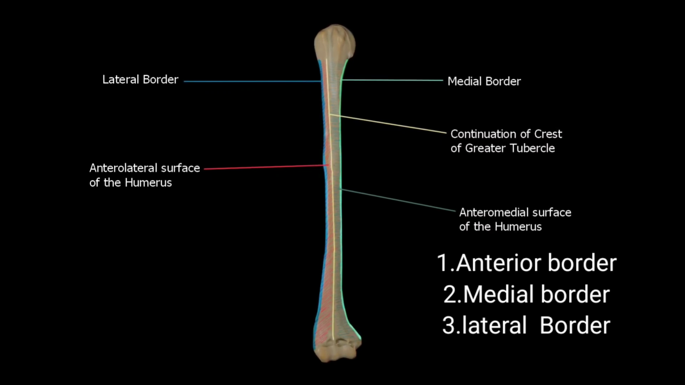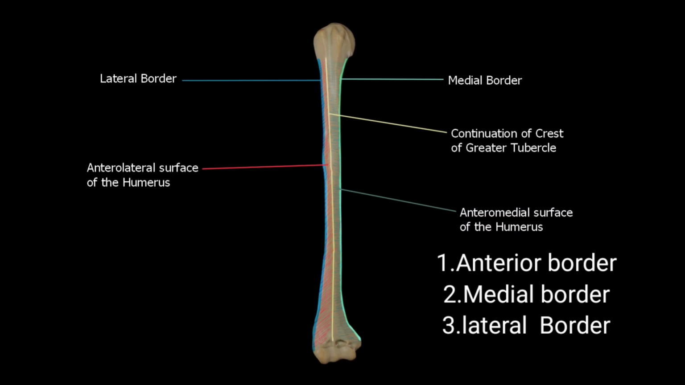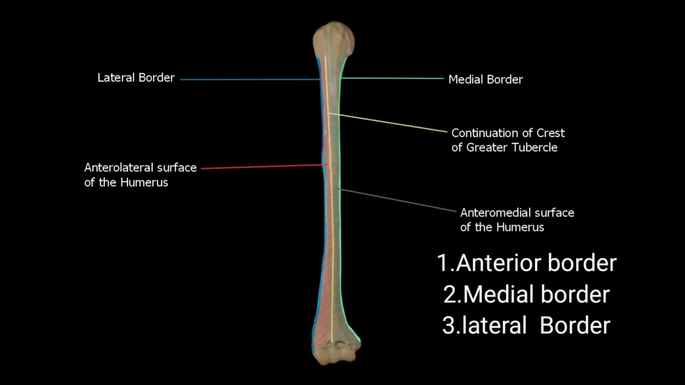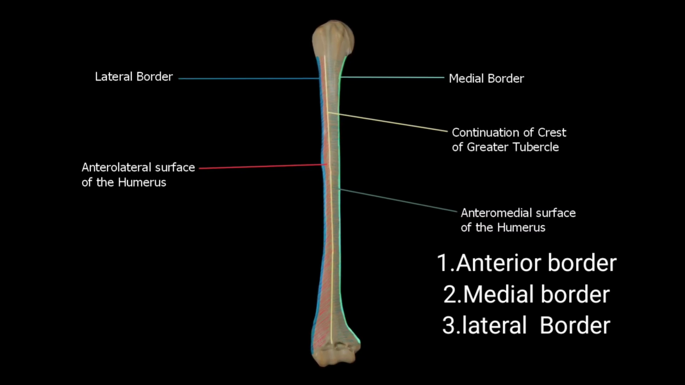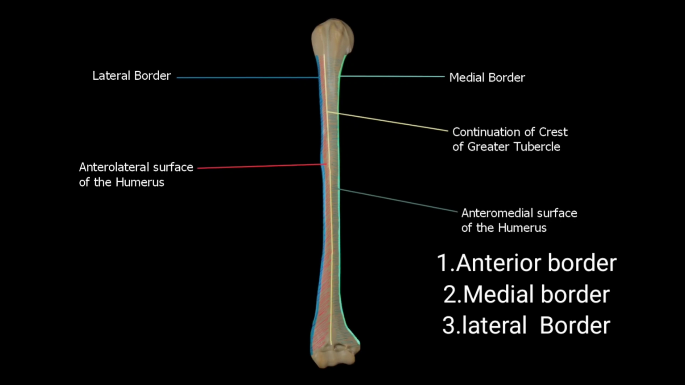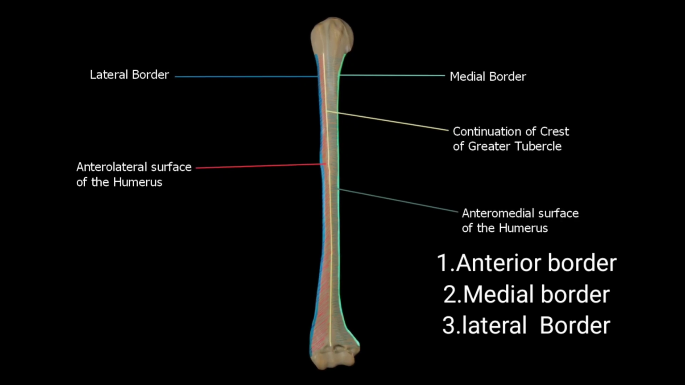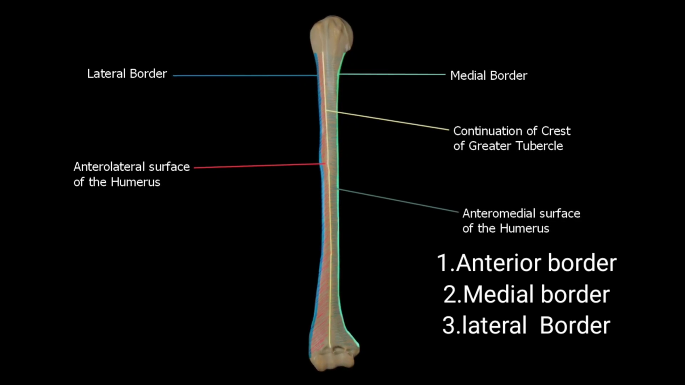And the third is lateral border. Lateral border, superiorly it is unprominent, inferiorly it forms the lateral supracondylar ridge and it is prominent only at the lower end.